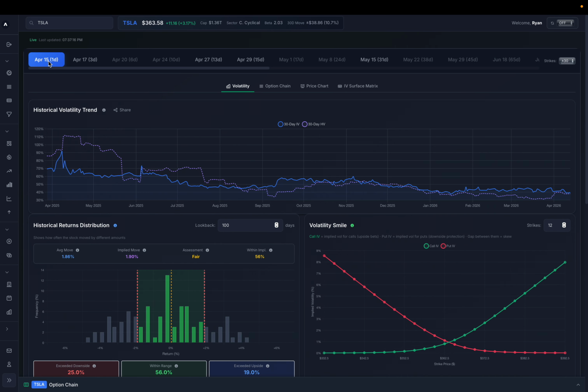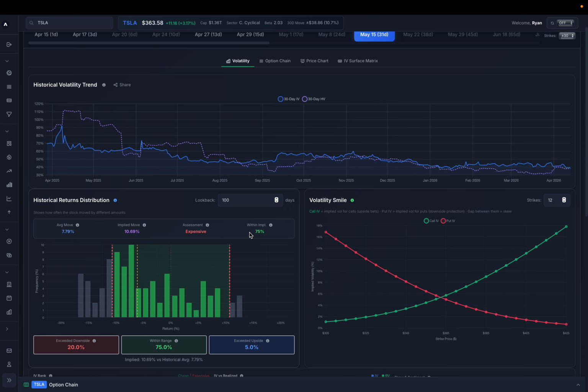So you can see at the top here, we are in April 15th, so 1 day to go. If I push this out to May 15th, which is the 30 days to go, you can see these have changed. So the average move has gone from, I think it was 1.5% or 1.6%, to 7.8%. The implied is 10.7. The assessment is now expensive because implied is just under 3 percentage points higher than the average move, and the within implied is 75%.